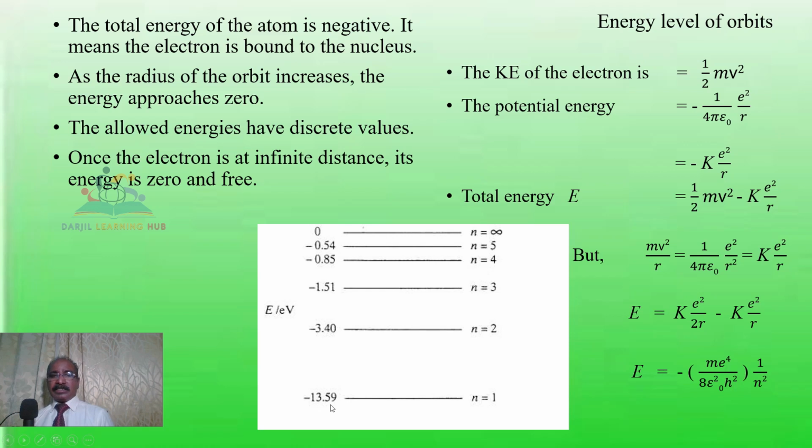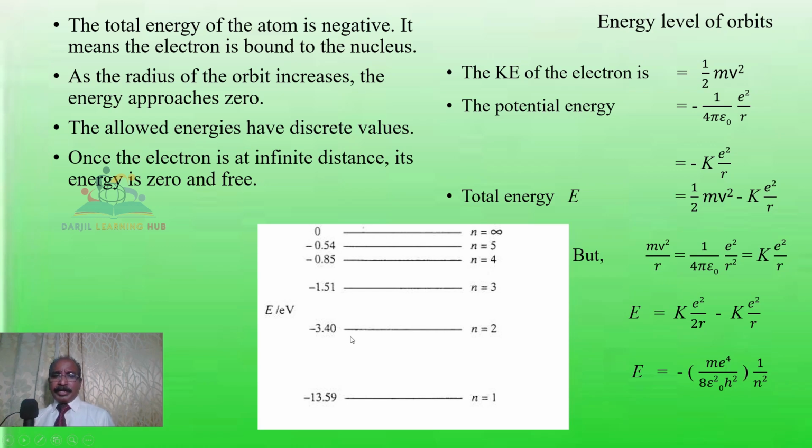It means the electron is bound to the nucleus. Negative energy means that the electron is bound to the nucleus. It is bound to the nucleus. As the radius of the orbit increases, the energy approaches zero value.